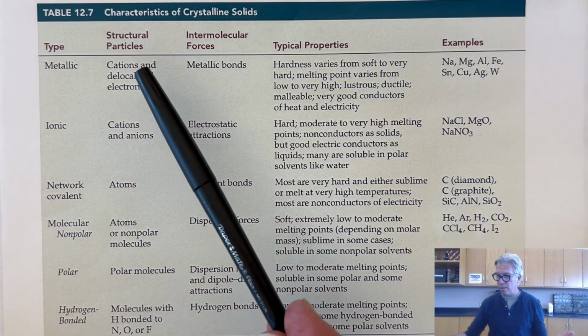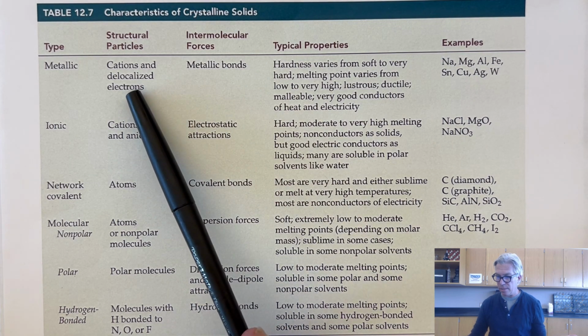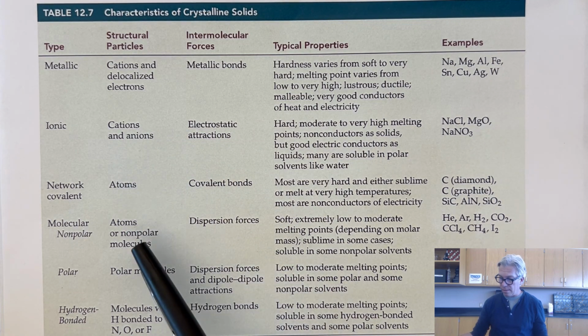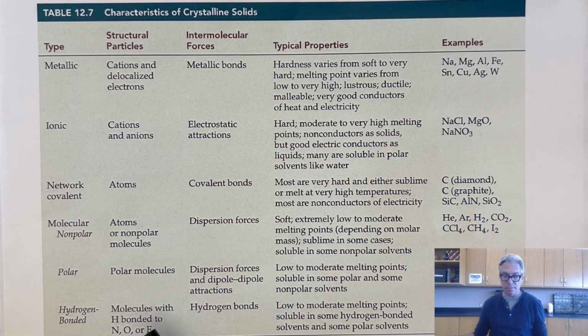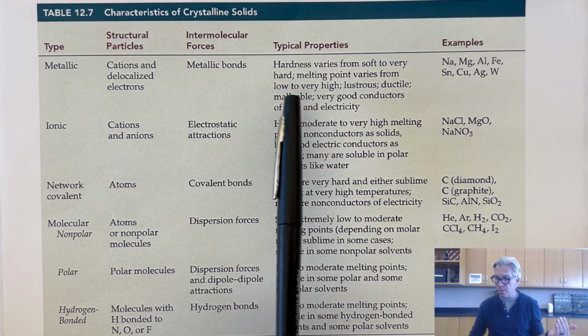It also lists what their structural particles look like, whether they're cations and delocalized electrons for metallic elements, cations and anions for ionic, single atoms for network covalent, atoms again for nonpolar molecules, polar molecules, or molecules with H bonded to N, O, and F. And it's just going to be one of those things where you just have to do it enough times where you get familiar with it, and then you can start imagining what the crystals of these substances look like. It can be a challenge. It might take some time. For some, it takes less time than others, and we just have to be where we are and do what we can with it. So let's go through real quick so we can have some background.